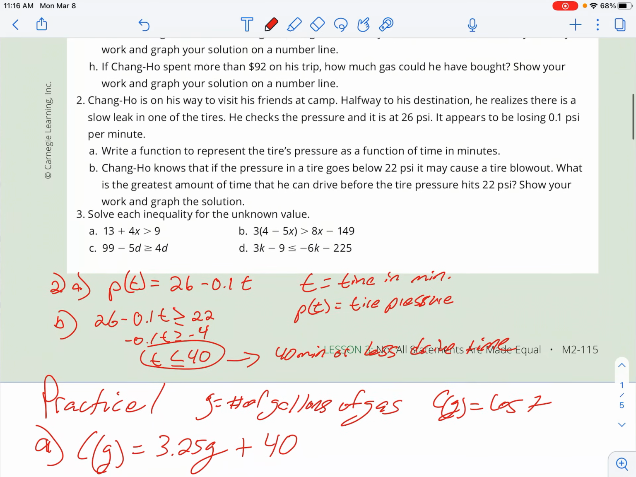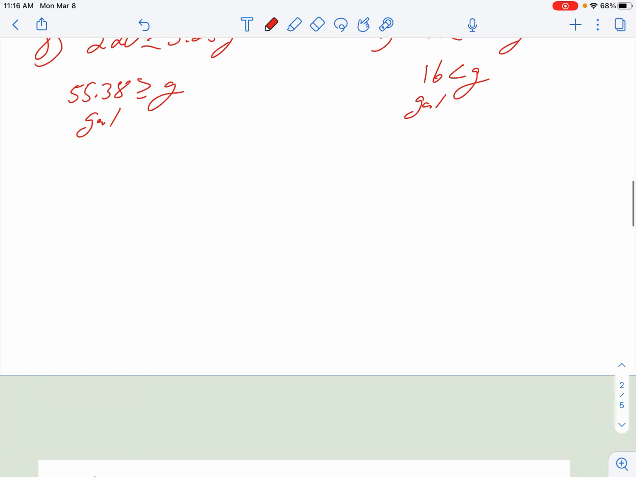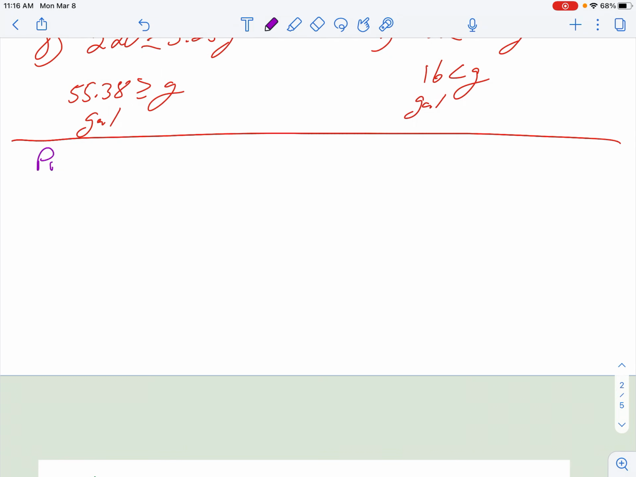Okay, practice 3, A, B, C, and D. Let's go ahead and do that right down here where I got a little bit more room. All right, practice 3. Let's go with letter A to start off with. Solve it out for the variable.